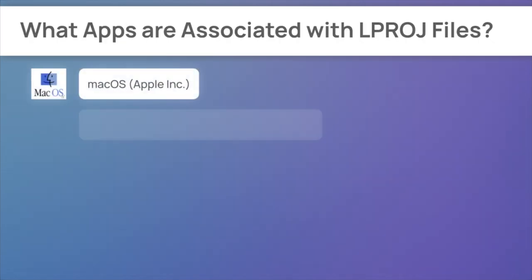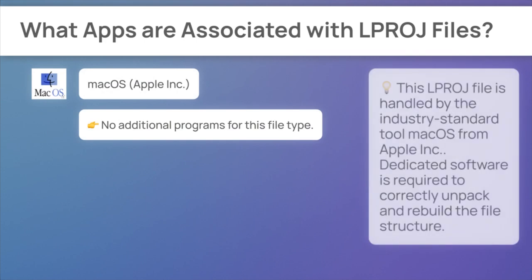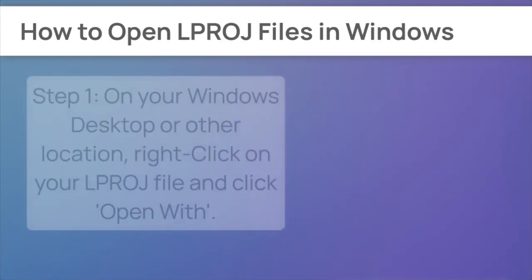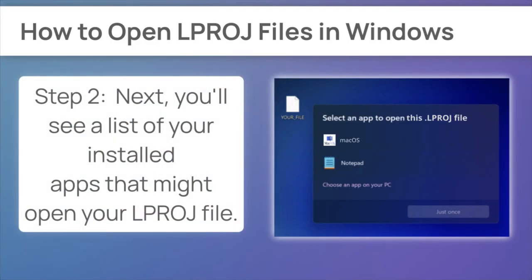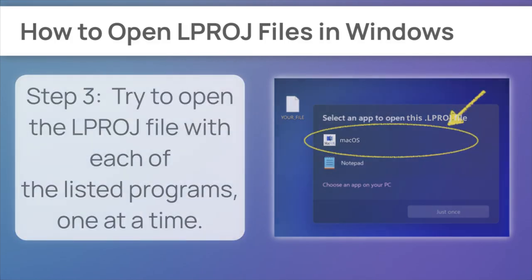The most common, market-leading program for LPROJ is macOS from Apple Inc. Dedicated software is required to correctly unpack and rebuild the file structure. Windows may open the script visually, but its logic runs only under the specified runtime. We are performing a foundational software check. Right-click your LPROJ file and choose Open With. Test with macOS first. If it's missing, select another program. It's often a simple software fix.